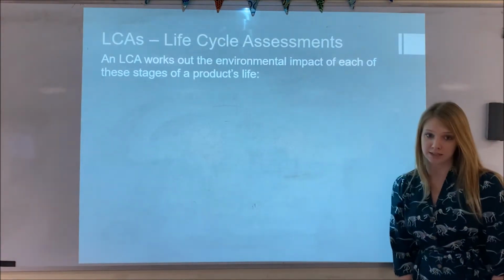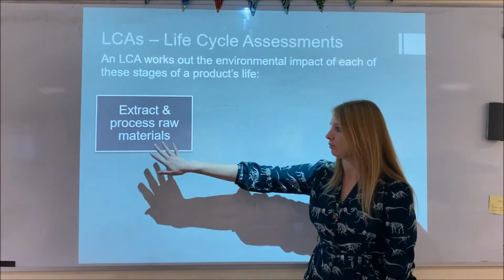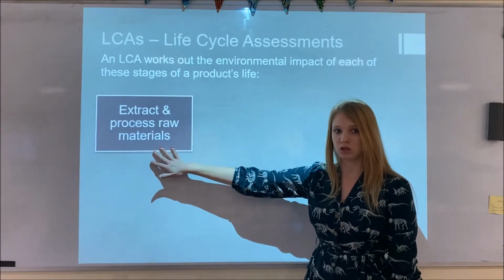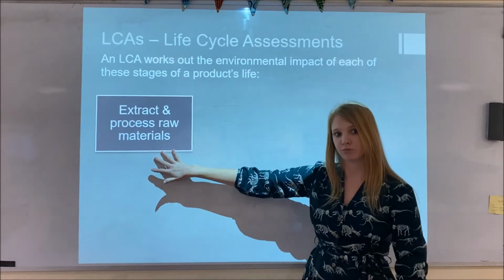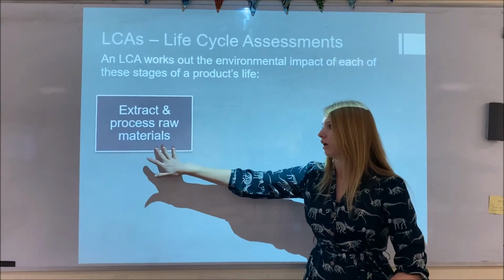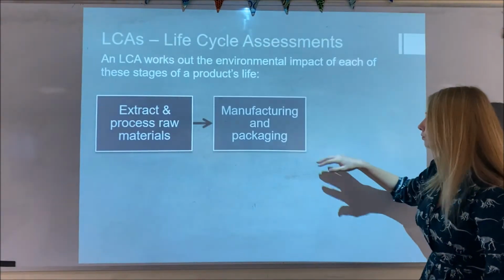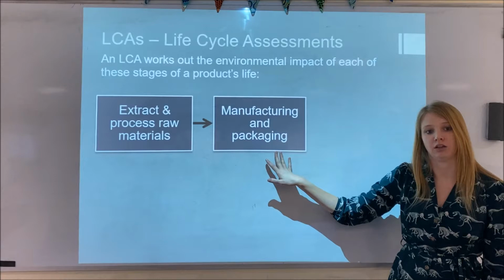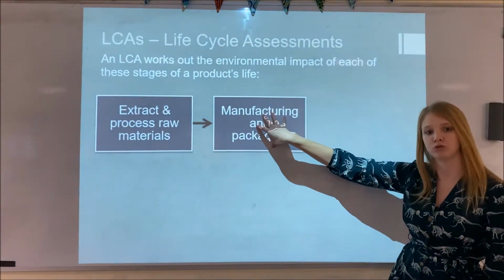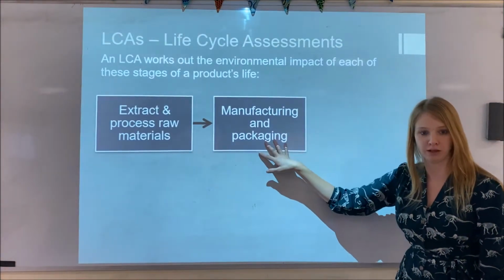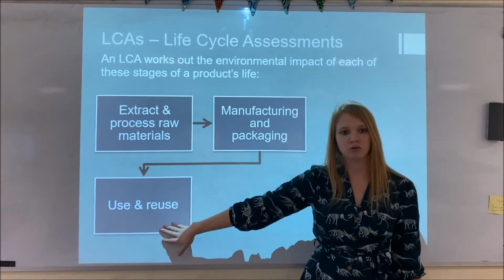Now there are four main stages for a life cycle assessment. Stage one is extracting and processing the raw materials. So that will be any ingredients or any chemicals that are needed to make the product, as well as any ingredients or materials for the packaging as well. Stage two is manufacturing and packaging that product. What has to go into actually turning those raw materials into the product, and how is it then packaged up in a factory.